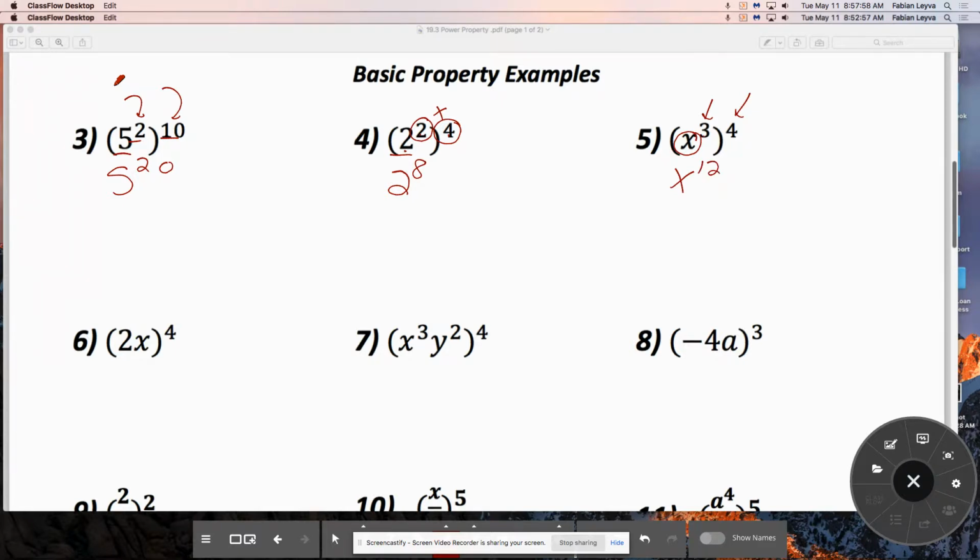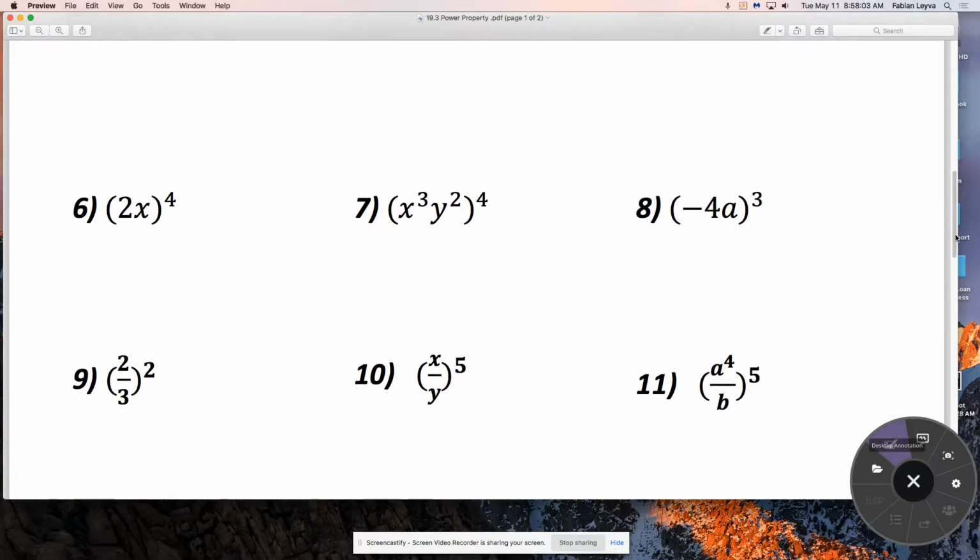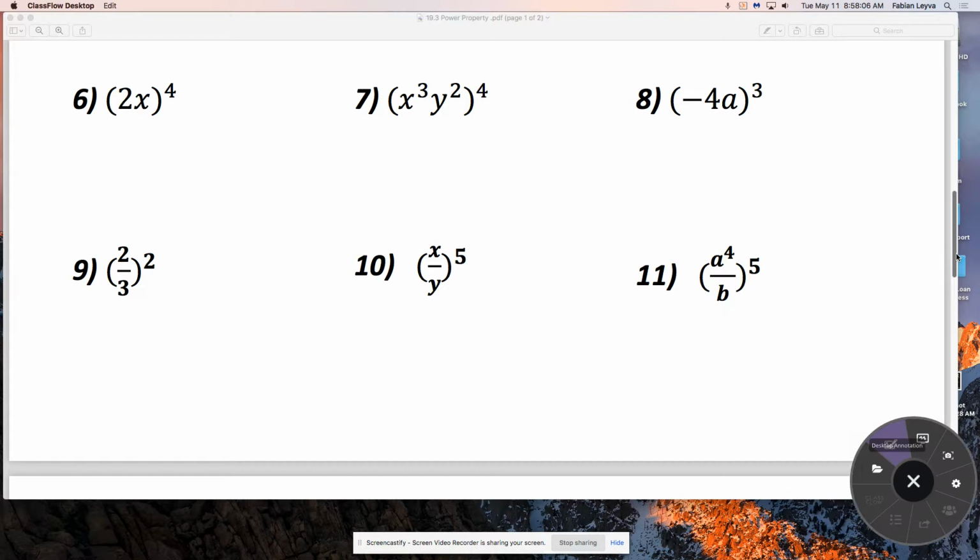And that's pretty much it for the basics, right? Now let's do a couple of tricky ones to make sure that you don't fall for the little teeny mistakes that give half a point off.